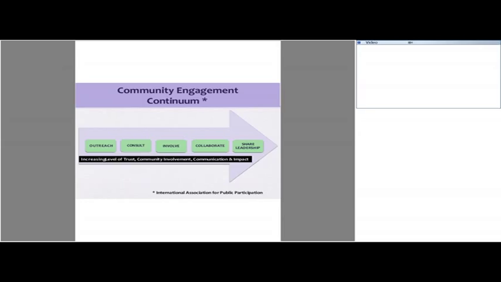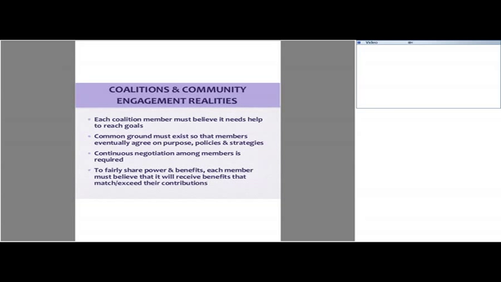So as you move from left to right, from outreach to shared leadership, along the way, you hope you're going to have increased levels of trust, increased community involvement, better communication, and certainly a fuller impact. So those three goals of community engagement come out here. And then on the next slide, you'll see some of the realities of both working in coalition and engaging communities. By the way, this work comes from the International Association for Public Participation.